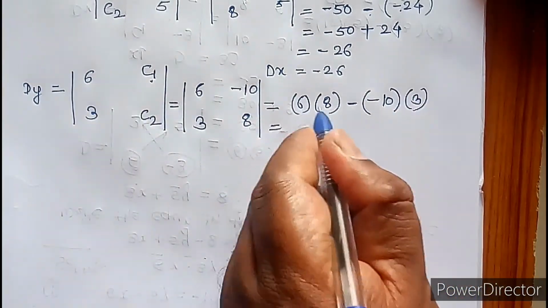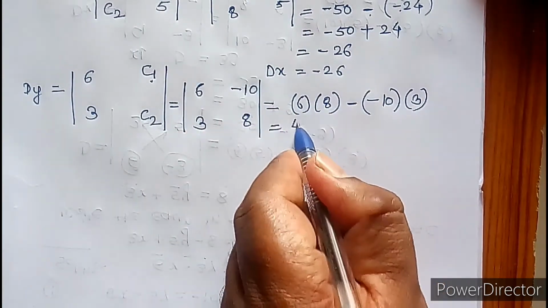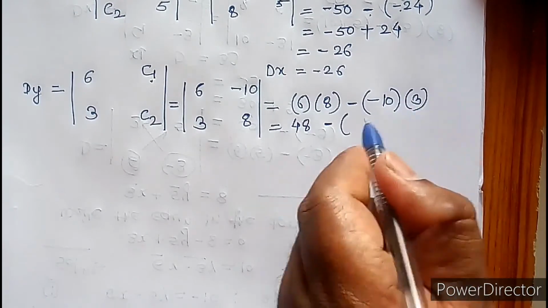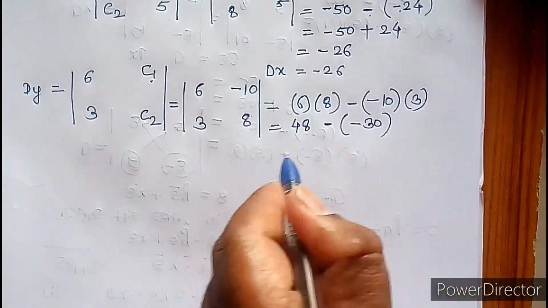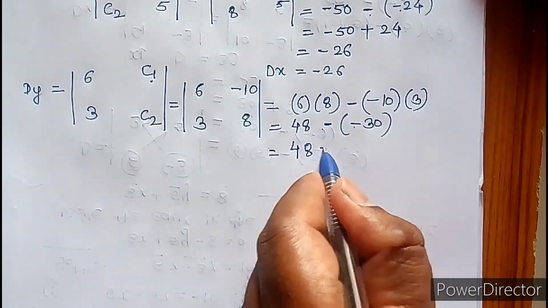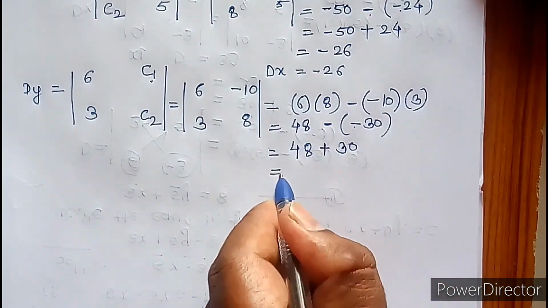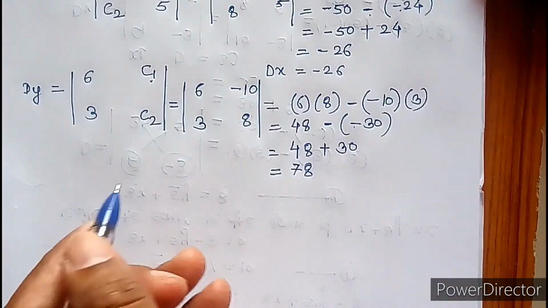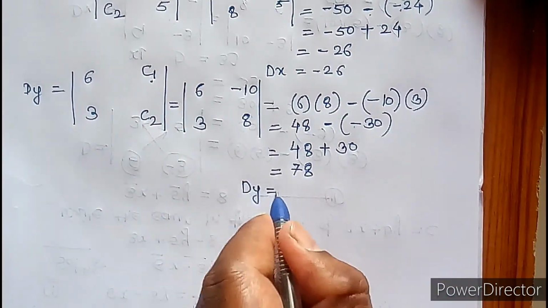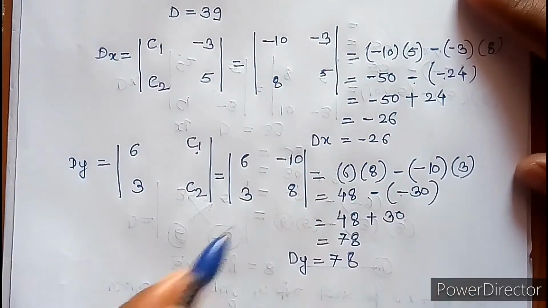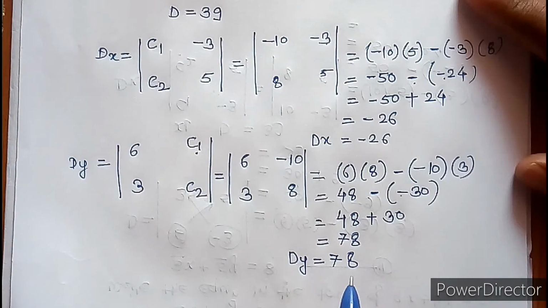Now here 6 into 8, it will be 48 minus, as it is now here -10 into 3, it will be minus of 30. Now here 48, as it is minus, it will be plus of 30. 48 plus 30, it will be 78. Now we get the value of dy equals to 78.